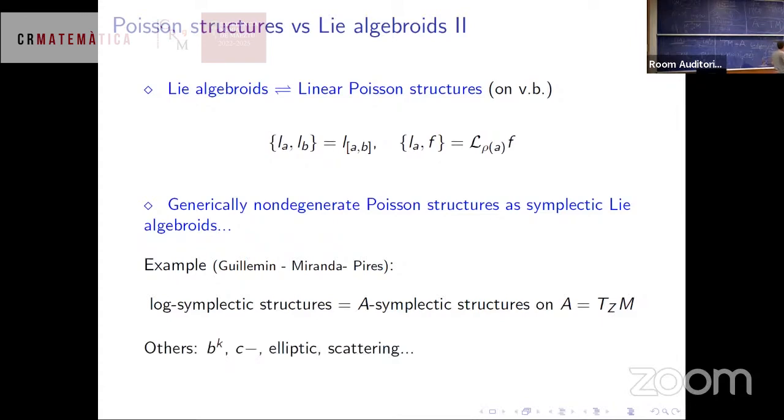Okay, so again, the message to take home is that some Poisson structures become symplectic once you change the Lie algebroid where they are defined.